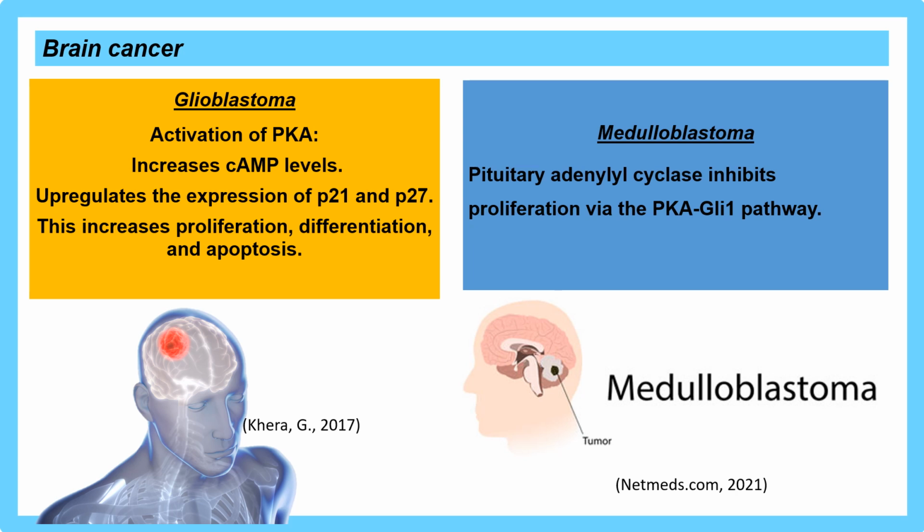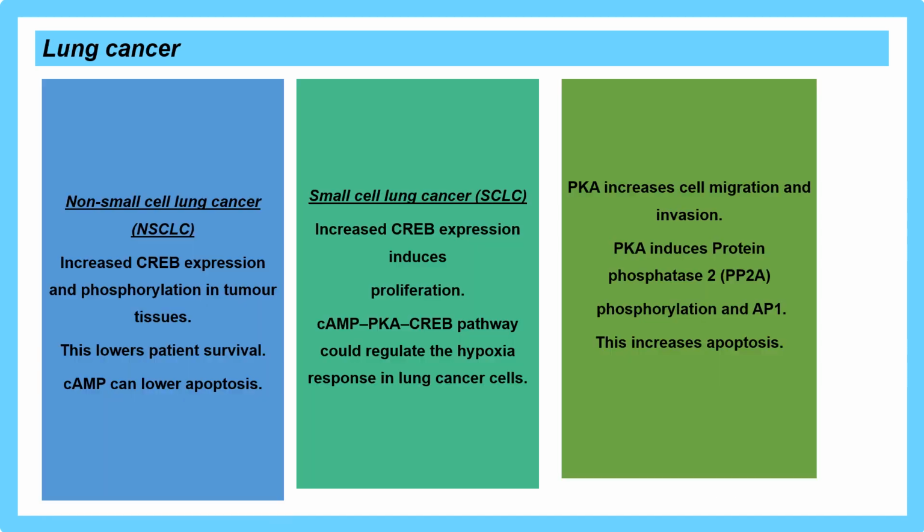So you can see that PKA cAMP signaling has the ability to either promote cancer or suppress cancer. Now, lung cancer is the second most common cancer within the UK, and there are many key factors involved, such as smoking, asbestos, if you work in environments such as factories and so on, and radiotherapy.